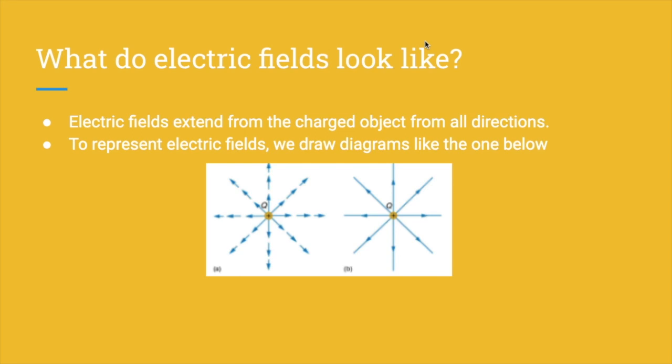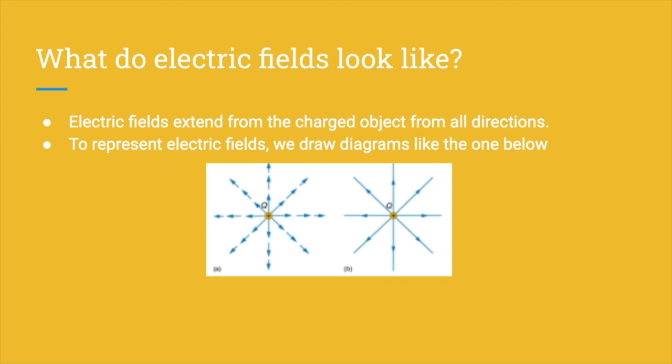So now we ask the question, what do electric fields look like? As we saw in the video earlier, we couldn't really see any physical connection between the charged sphere and the string. So how are we going to illustrate these when we draw them in diagrams? So there are a couple of basic rules that we want to follow.